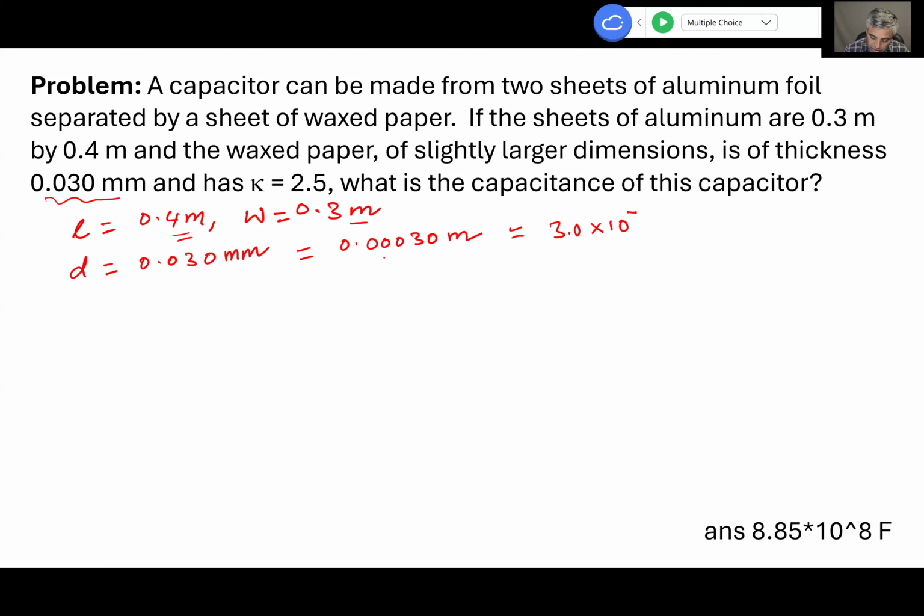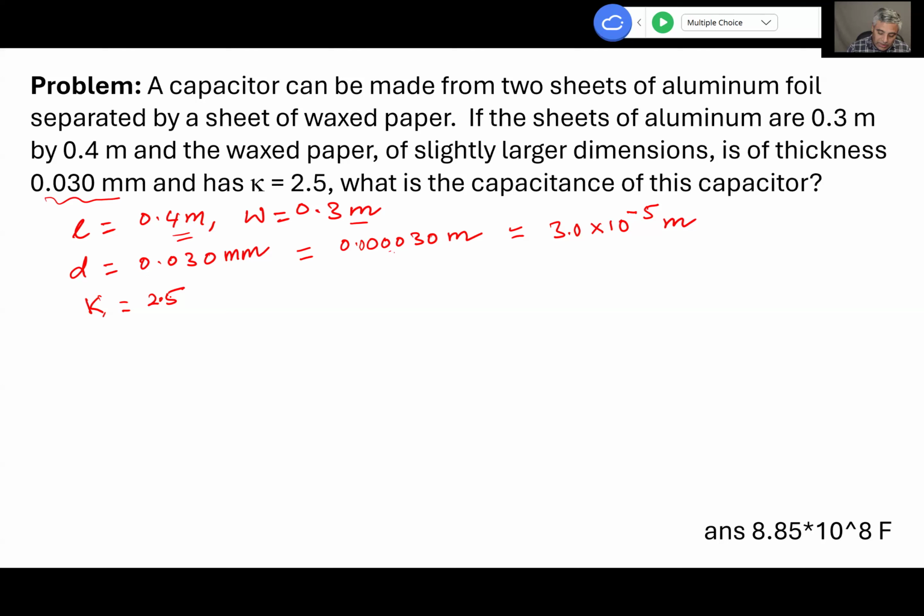1, 2, 3, 4. Did I put enough? So I'm dividing by 1,000. So it should go, I think, 4 places. So 10 to the power, this is already 2, and 3 would be minus 5, I think, meters, okay? And in this case, the dielectric constant, kappa, is 2.5. What is the capacitance of the capacitor?